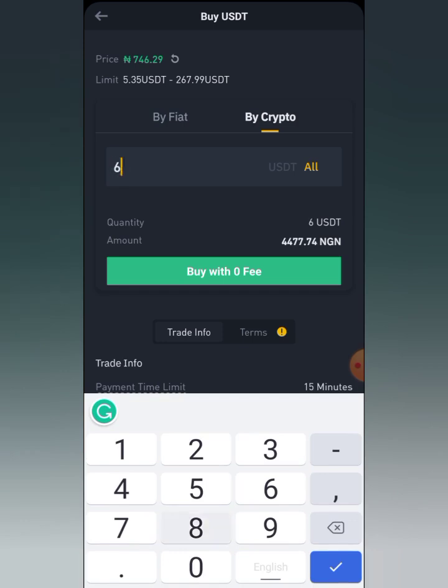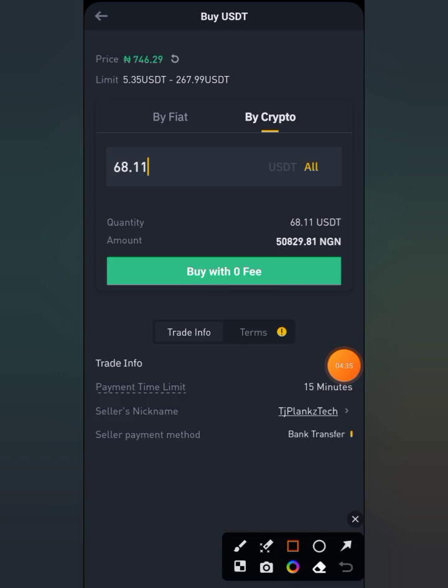So I'm going to put 68.11 USDT. Now when I put 68.11 USDT, that is what this man has bought and he's reselling it. Now you will see that this man will be selling 68.11 USDT at the rate of 50,829.81 kobo. So meaning that this man has actually made a profit of 829 naira instantly. So are you seeing it now? This is how these guys make their money.